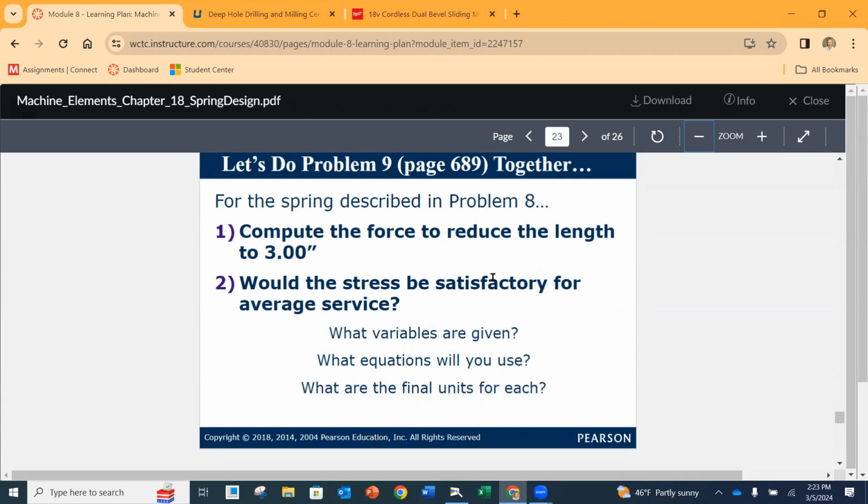And then what would the stress be, and is it satisfactory for average service? So we're going to have to calculate the torsional shear stress, and then compare it to the design stress. Go ahead and try to devise a plan to answer the first question first and then the second question. I'm going to give you again 5 minutes to peruse through and jot down some notes.